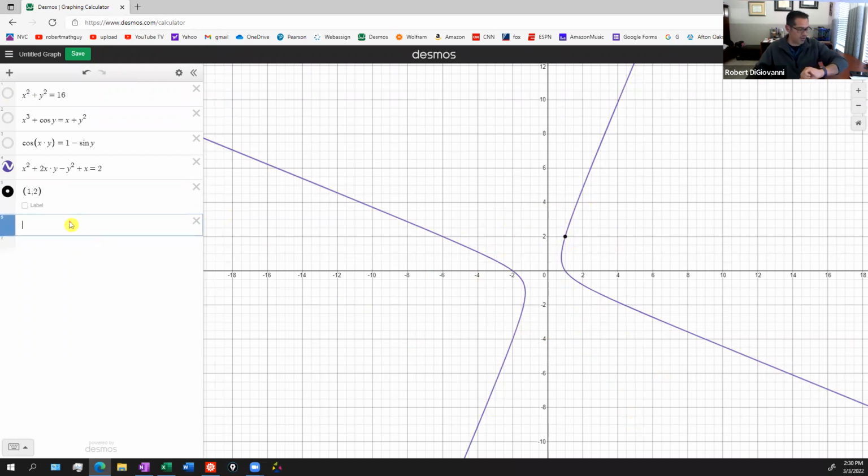And the equation of our tangent line turned out to be y minus 2 equals 7/2 times (x minus 1). There it is. We got it. We got the equation of the line that is tangent to this curve at that point.